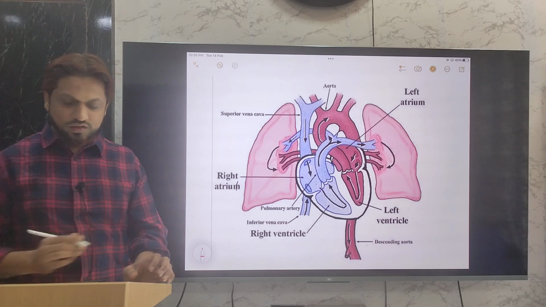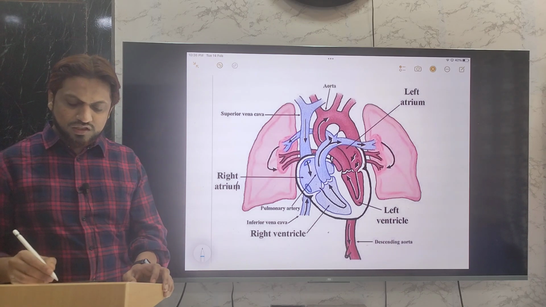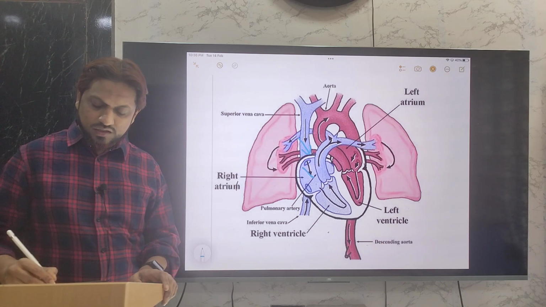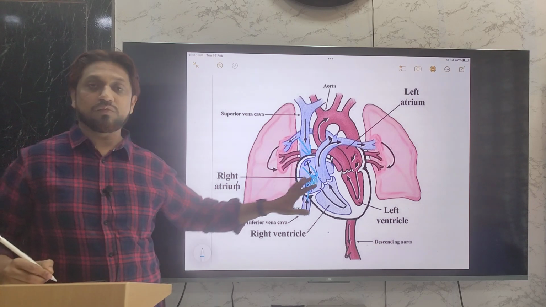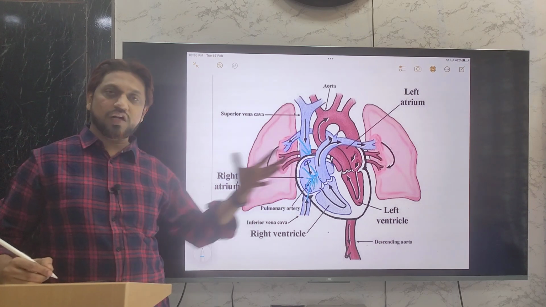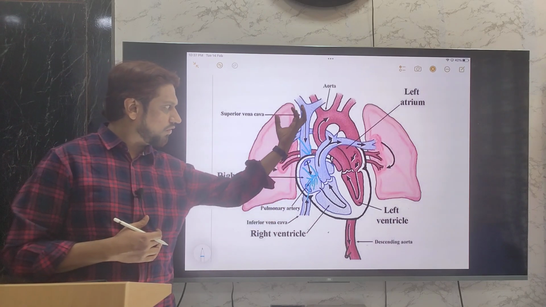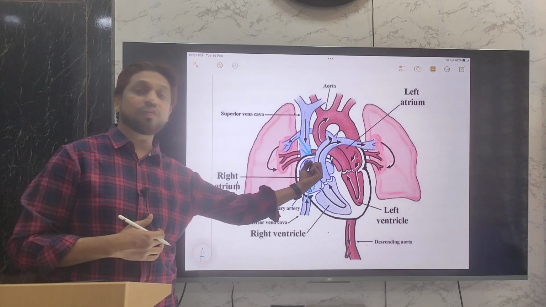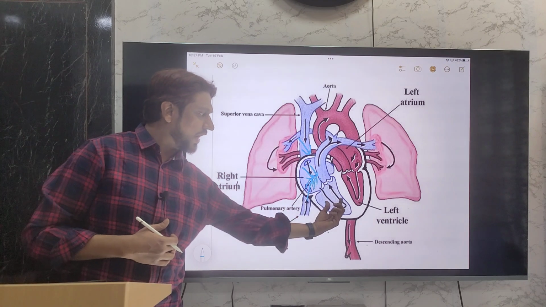Why will venous return increase? Venous return from the superior and inferior vena cava will enter the right atrium. Because of the negative suction pressure inside the thoracic cavity, it will suck more venous blood into the right atrium. So venous return is increased, and this increased venous return will then enter the right ventricle.